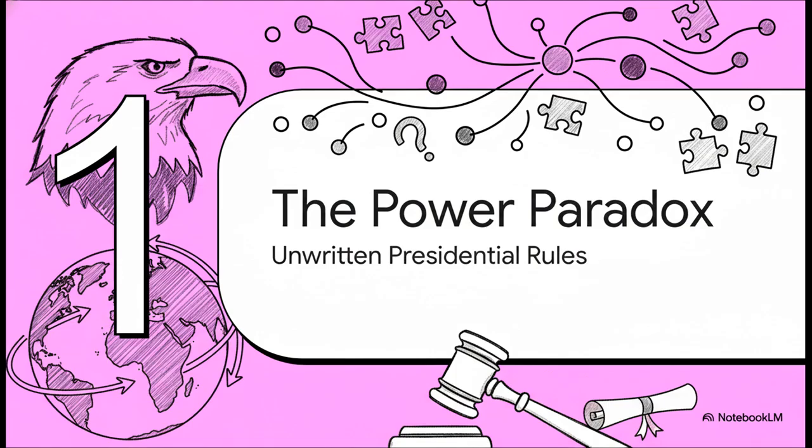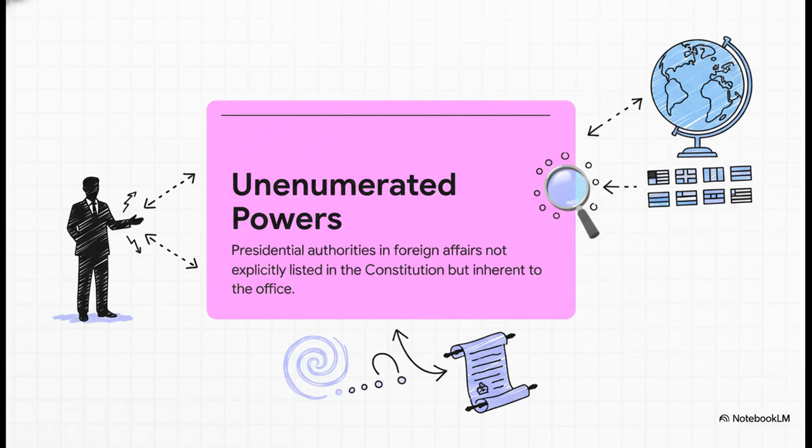This isn't just some abstract idea. It actually has a name. We're talking about unenumerated powers, and they're a fundamental and, often pretty controversial part of the American presidency. So what are they exactly? Well, think of them as powers that are just considered essential to doing the job of being president, particularly on the world stage, even though nobody wrote them down. But here's the key. They aren't just made up out of thin air. They come from a very specific and, as we're about to see, kind of a surprising source.